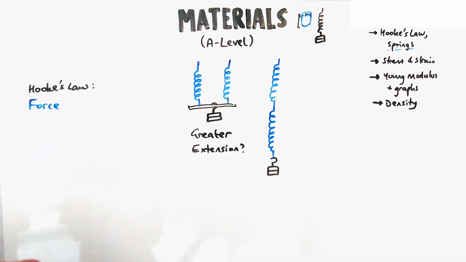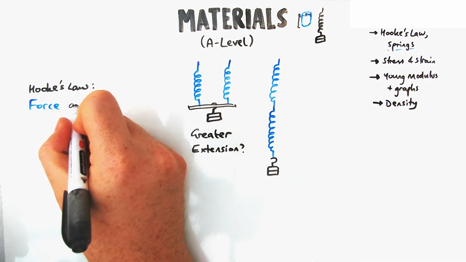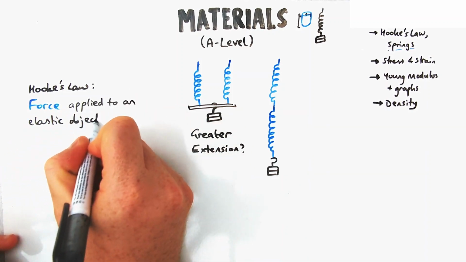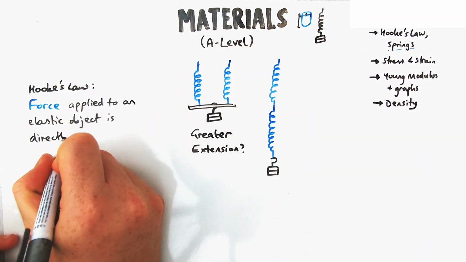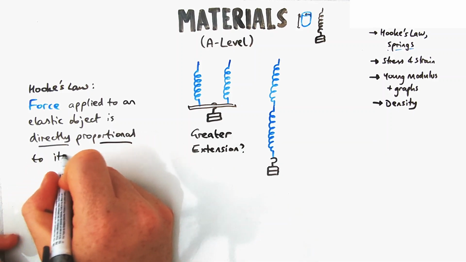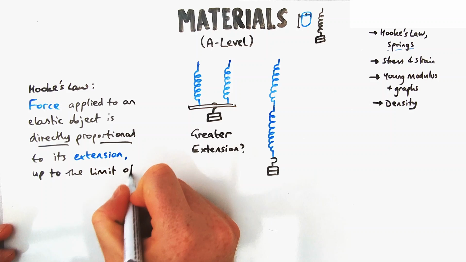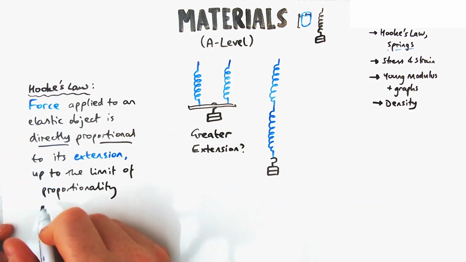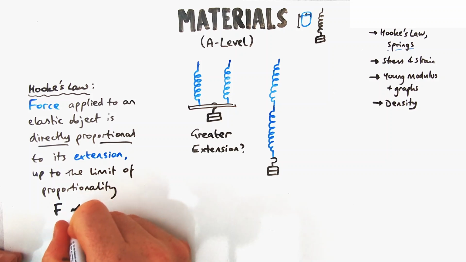To understand how to answer that question, we need to recap Hooke's law quickly. Hooke's law states that if I was to apply a force to an elastic object, the force applied to the elastic object would be directly proportional to its extension. Now this applies only up to a limit of proportionality. We'll look later at some materials that don't obey this after a certain point.